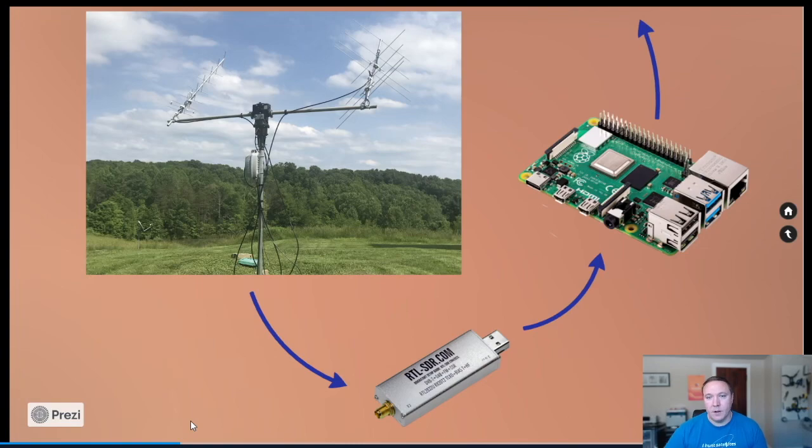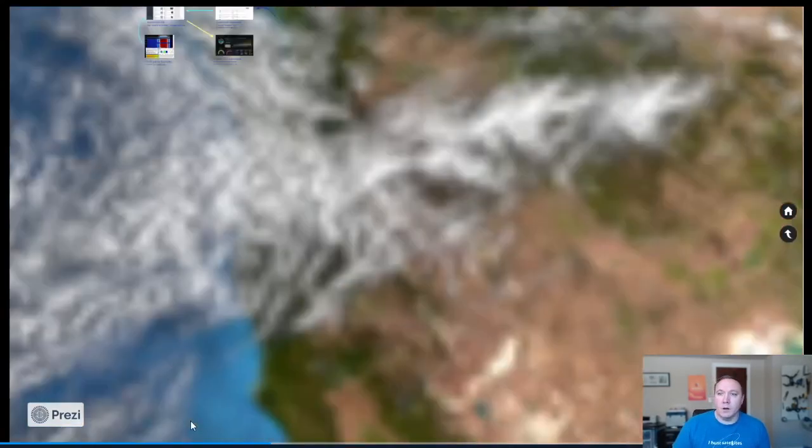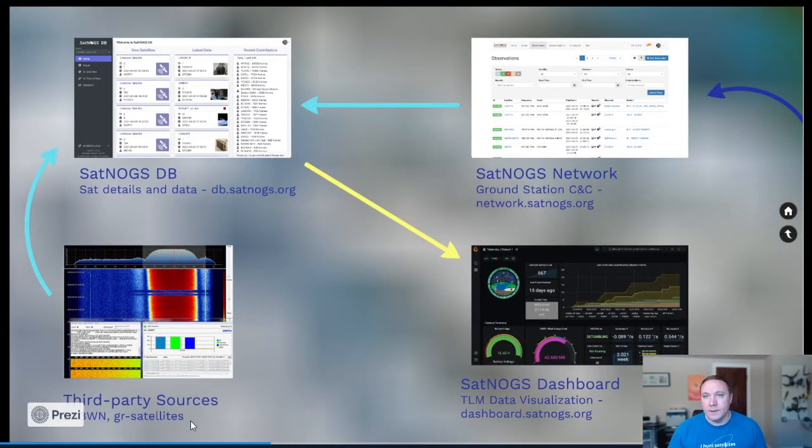So all of those artifacts from an observation get collected on the Raspberry Pi and then sent up to our cloud services. We have a number of websites that each perform a different function across the SatNOGS ecosystem. And the first stop for these packets will be the SatNOGS network.